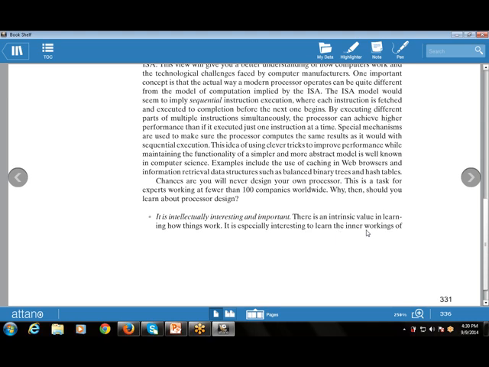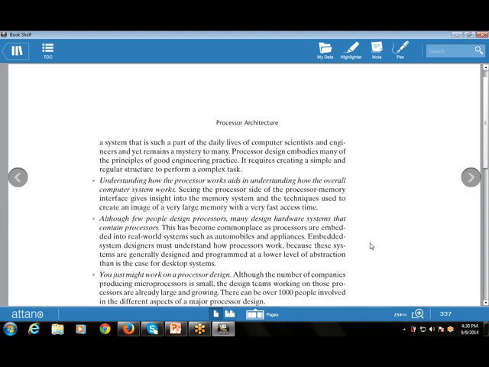It is especially interesting to learn the inner working of the system that is a part of the daily lives of computer scientists and engineers. So it is very interesting to know the inner part of the computer. Why? Because this gives a detailed picture of the inner part of the computer that is used by almost every scientist as well as engineer.